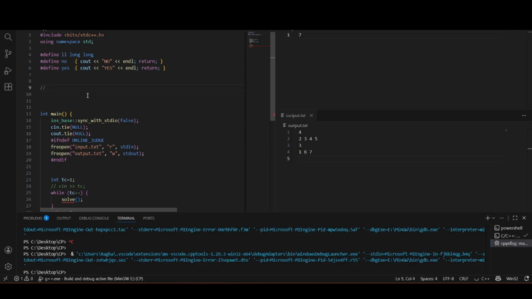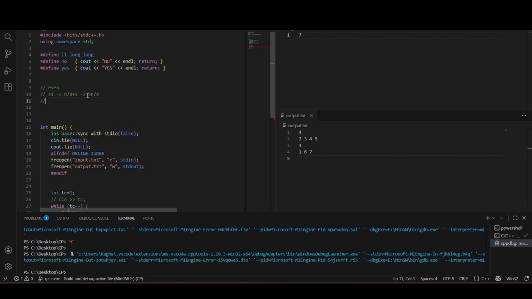I will just write it here in comments, and after that we will check for odd cases. So in set 1, I need to store the numbers from n by 4 plus 1 till 3n by 4, and in set 2, the elements which I need to store are 1 till n by 4 and 3n by 4 plus 1 till n.